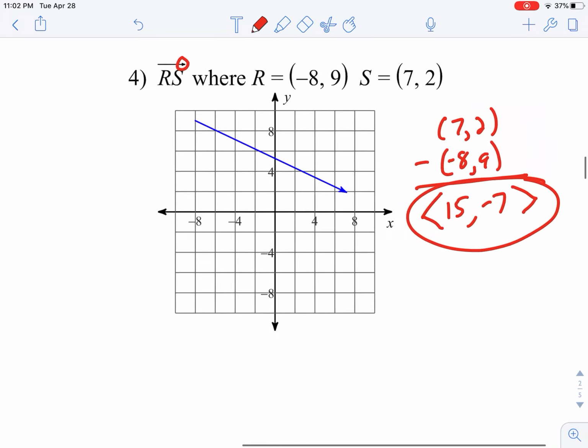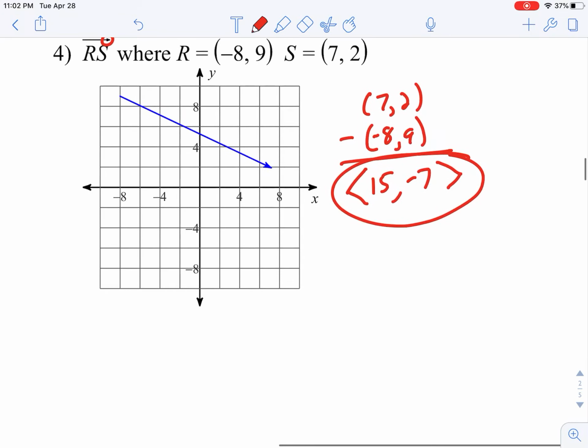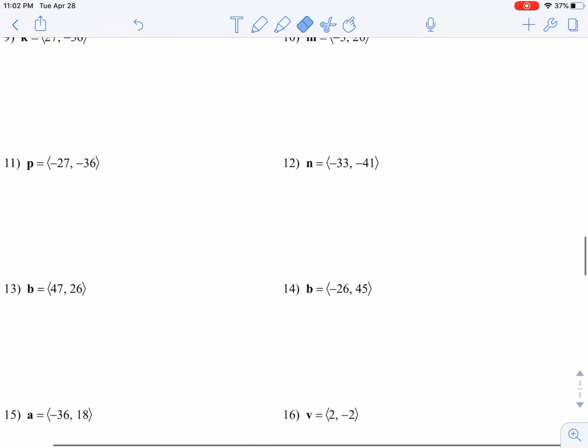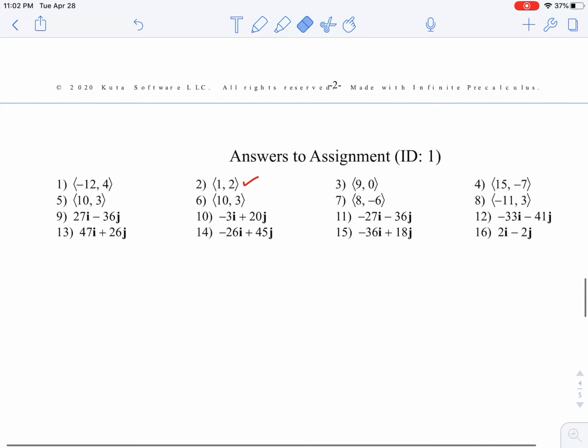So I really can't draw this. 15, negative 7 would be way over here somewhere, and my vector would look kind of like that. Look, I said I wasn't going to draw it, and I drew it anyway. That's bad, but you get the idea. That's how that works. Let me go down and check number 4, see if it's 15, negative 7, and there it is.